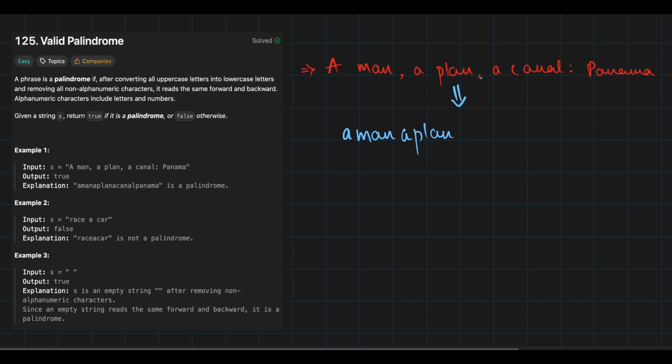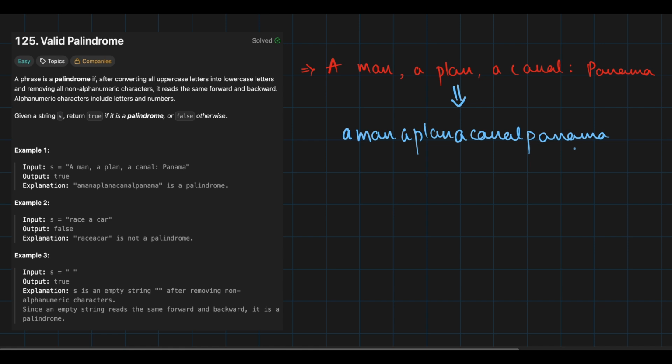Then we have another comma that we need to ignore, A, canal, and then another colon we need to ignore, and then P is uppercase, so we need to convert it into a lowercase. So then we have A, N, A, M, A. So this is our converted string.